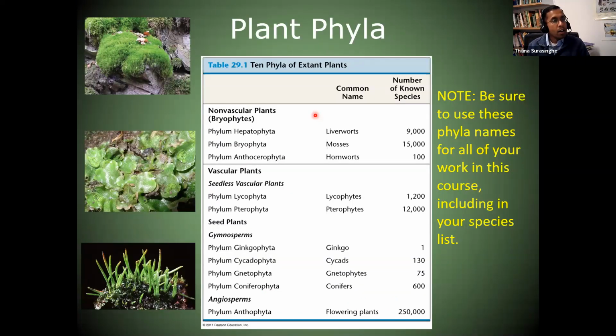Now, these names, right, knowing these three phyla is extremely important today. And we are providing you the common names, but I do want you to know both the phylum name and the common name, okay? And I'm also providing you the species richness. Don't expect you to memorize it, but I do want you to know that out of these three non-vascular plants, Bryophyta is the most diverse, right? They have over 15,000 species.